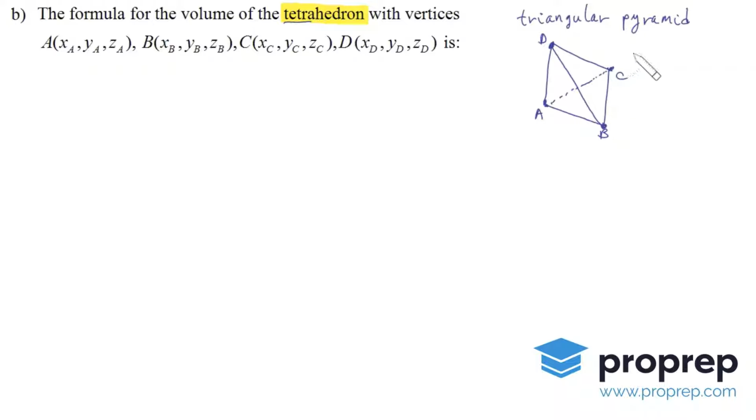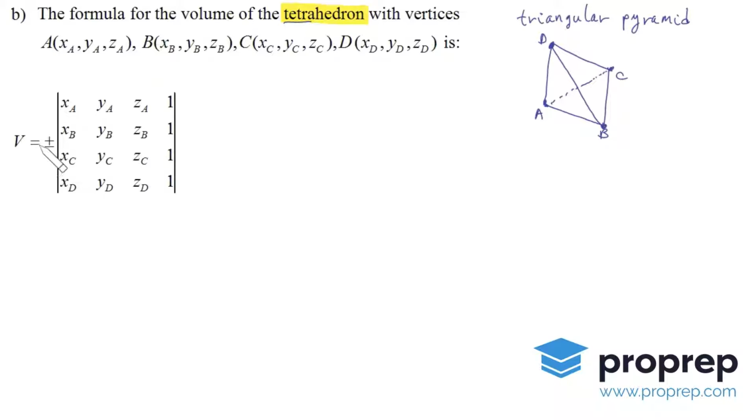It's a triangular pyramid, and A, B, C, D are, doesn't matter in what order, the 4 vertices of this thing. Okay, so the general formula for the volume, V is volume, is, as in the previous exercise, we have a plus or minus, which just means that we want the answer to be positive, and if this determinant comes out negative, then we apply the minus part to make it positive.